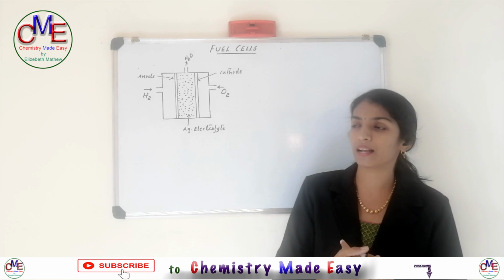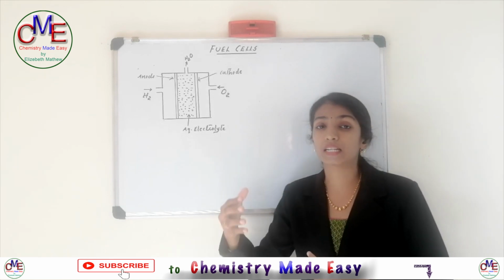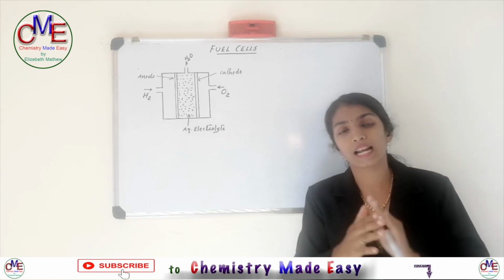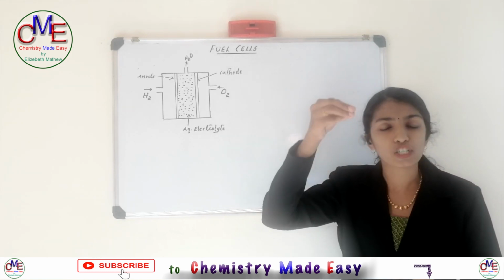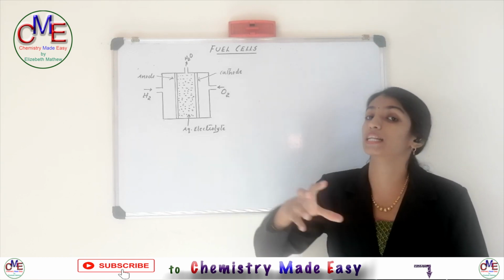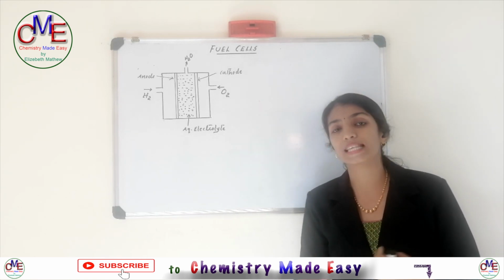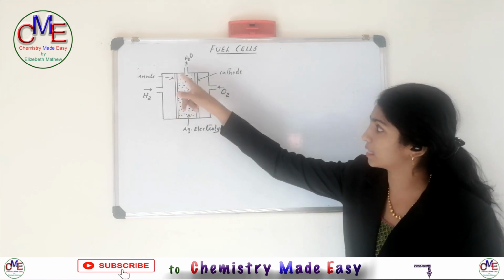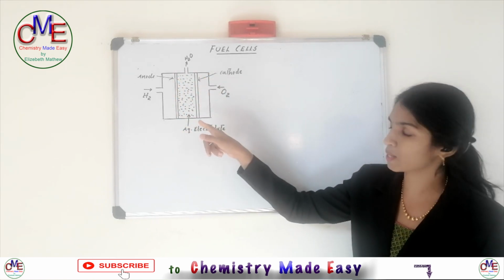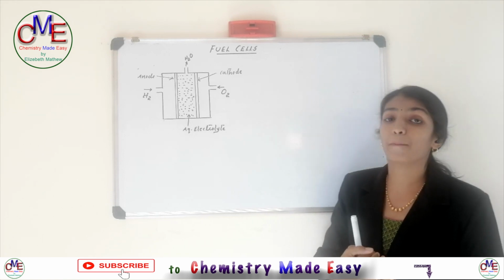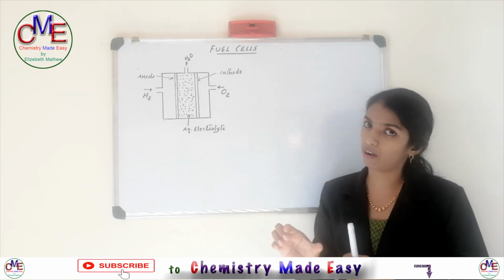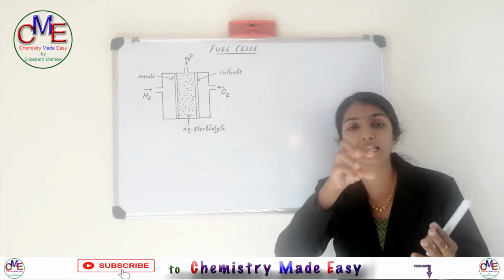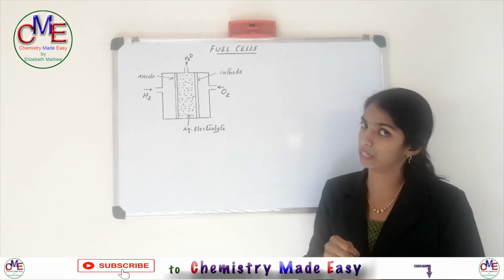Okay, let's see what the hydrogen oxygen fuel cell is made up of. This hydrogen oxygen fuel cell contains a tank, and two electrodes are placed in this tank. One of the electrodes is the anode and the other is the cathode. These electrodes are made up of porous graphite or carbon rod, and they are incorporated with a little bit of platinum or palladium.